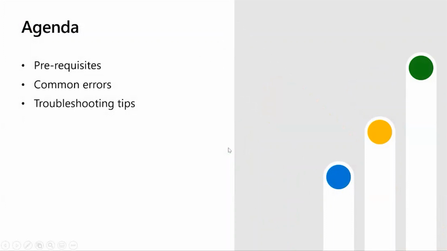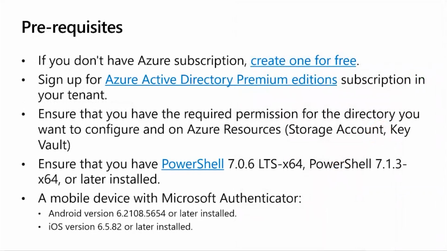We'll start by discussing the core prerequisites. We'll discuss some of the common errors that we have seen during our proof of concepts and pilots. And in the end, we'll also talk about troubleshooting tips. So let's start with core prerequisites.